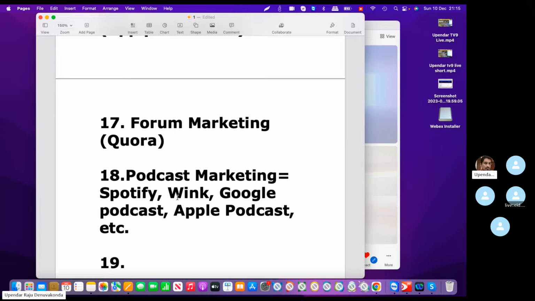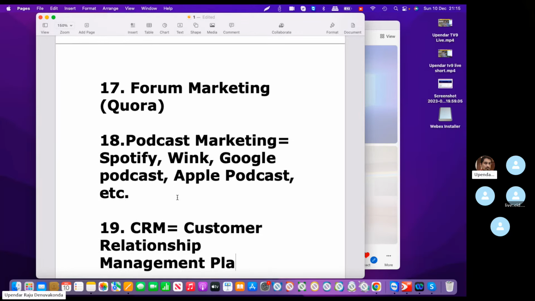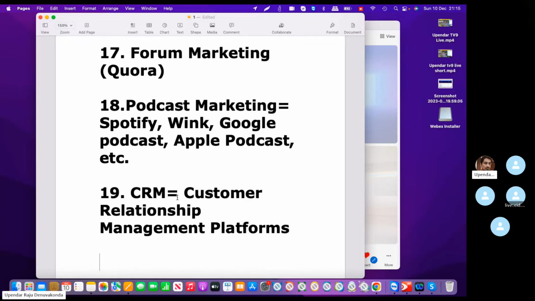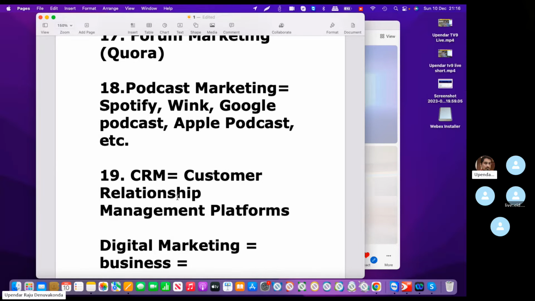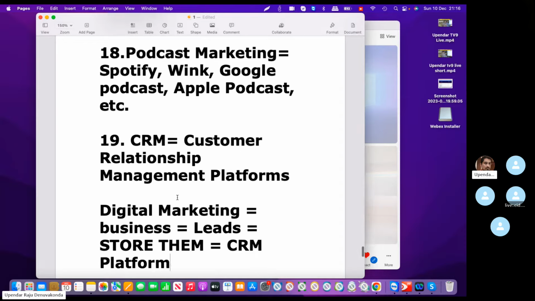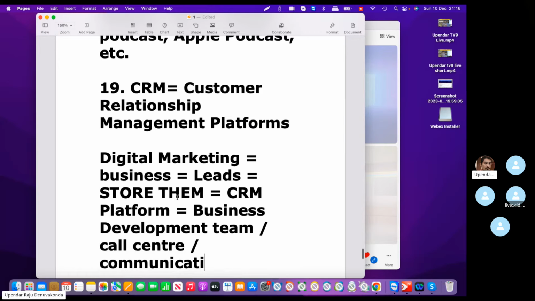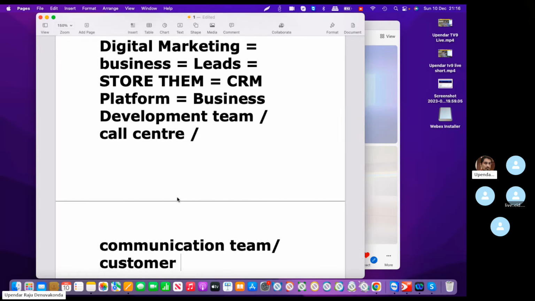And along with that, we have something called CRM. CRM stands for customer relationship management platforms. Let's say you're implementing digital marketing for a business. Whenever you implement digital marketing for a business, you're generating leads, and these leads you will store in the CRM platform. From this CRM platform, you are giving these leads to the business development team, or we can call them the call center team, or the communication team, or the customer care team.